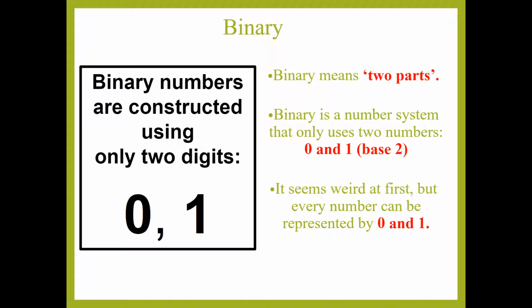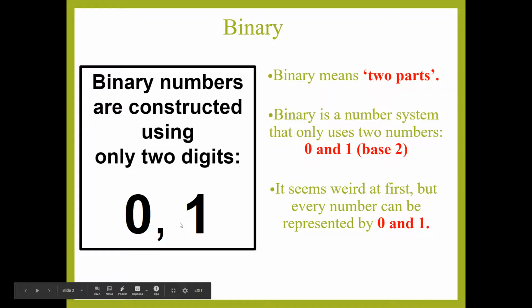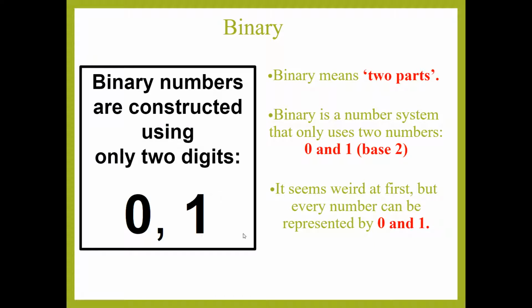Binary means two parts. So the two parts are 0 and 1. It can also represent on or off. So 1 represents on and 0 represents off. Inside a computer, there are loads of little circuits and little wires connecting bits together. And computers look at that and go, if it's a 1, that wire's turned on. If it's a 0, that wire's turned off.